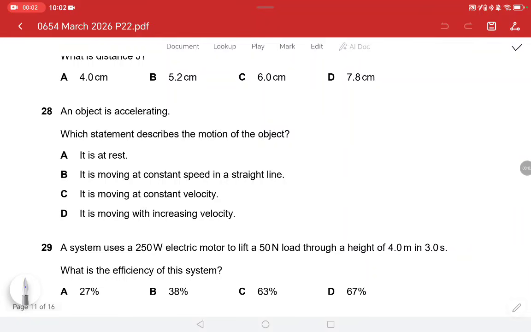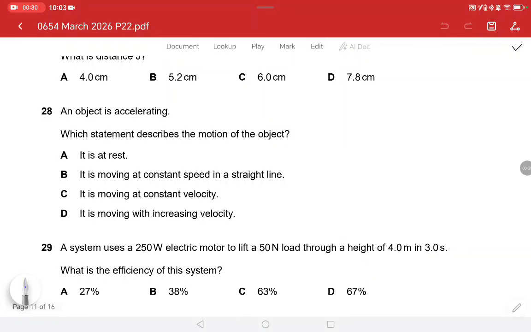Hello everyone. Today we are going to solve paper 2 of March 2026, paper 22. As you know, in Coordinated Sciences, the physics questions start from question 28. The first question we have here in the exam, question 28, is about an object that is accelerating.